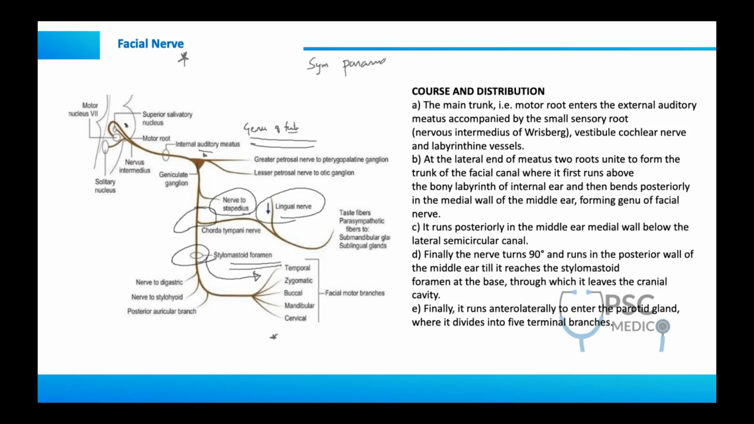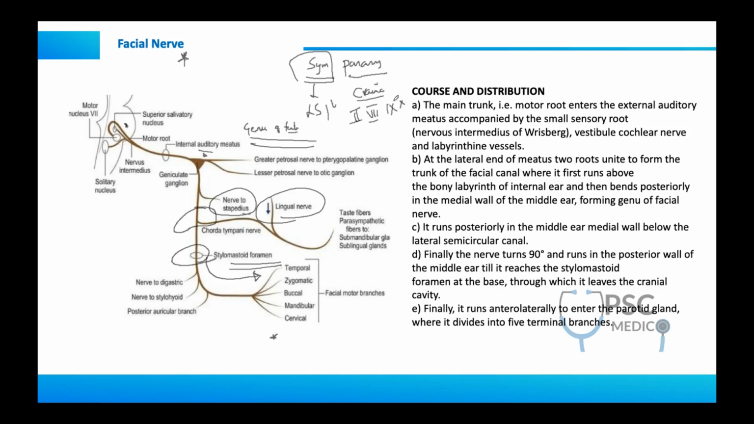Sorry, it has a parasympathetic support. The other name for sympathetic is lumbosacral plexus. The other name for parasympathetic is craniosacral. So what are the cranial nerves which are involved? There are 2, 7, 9, 10.